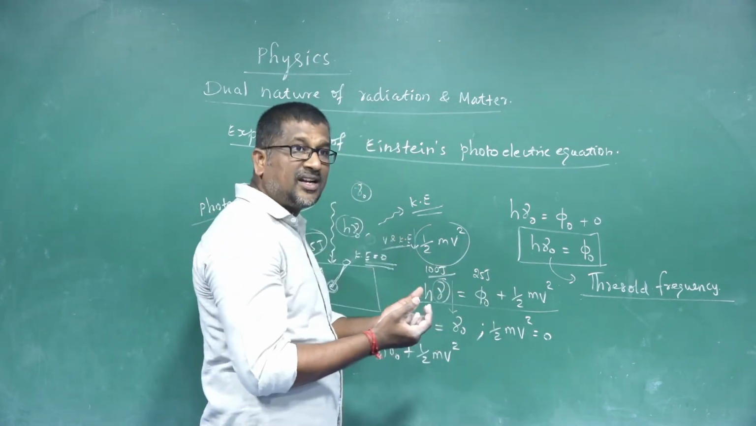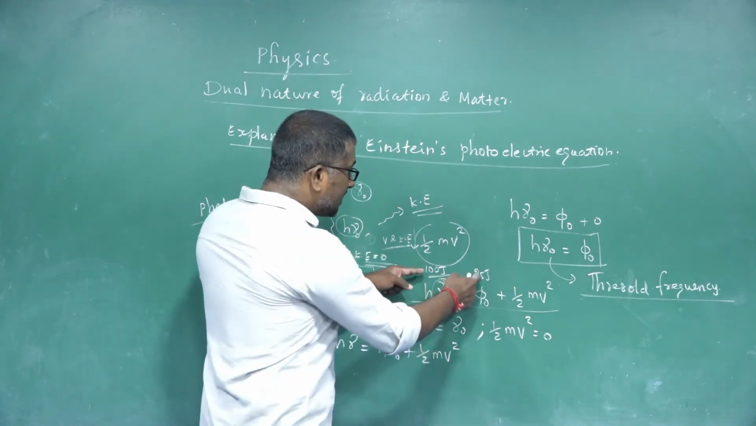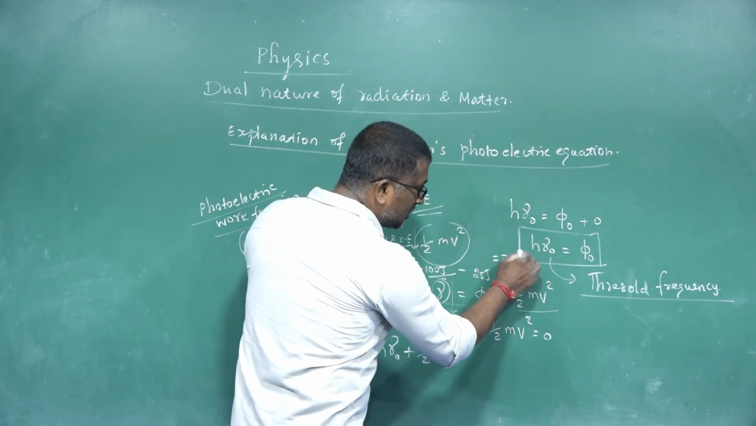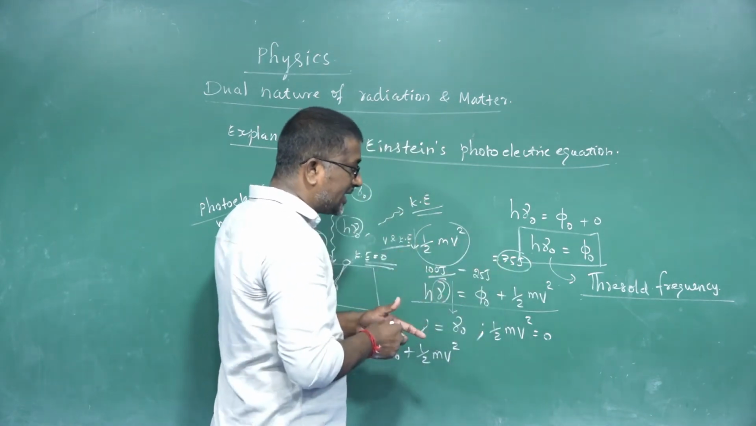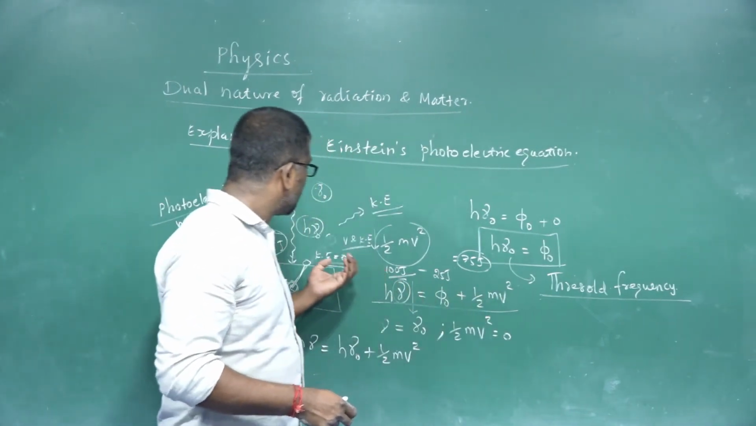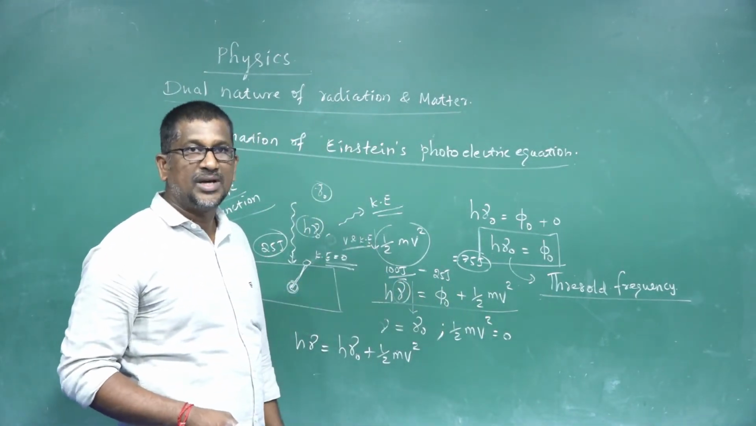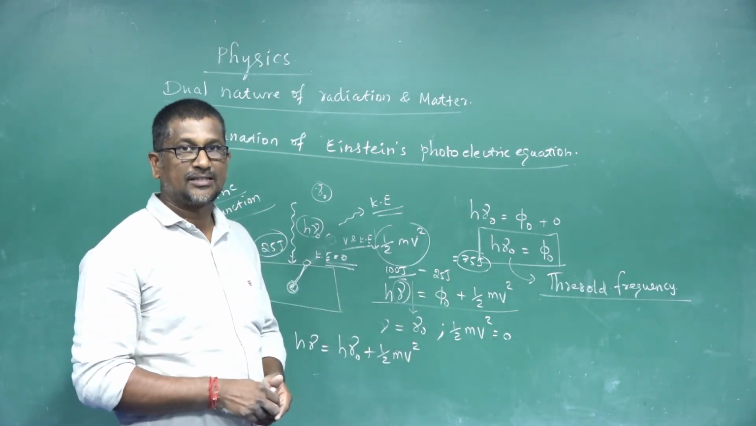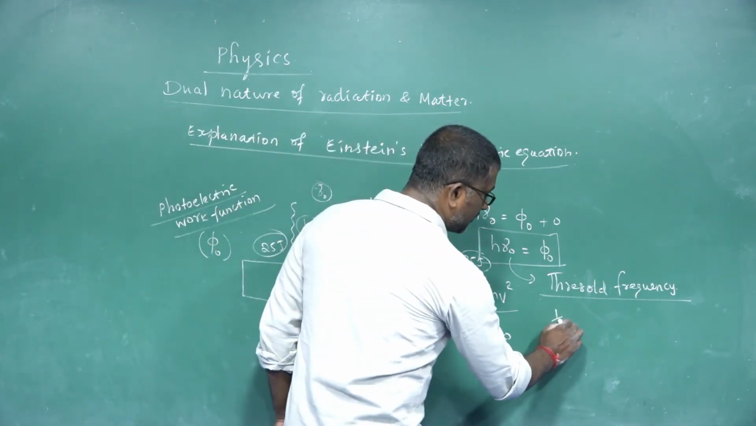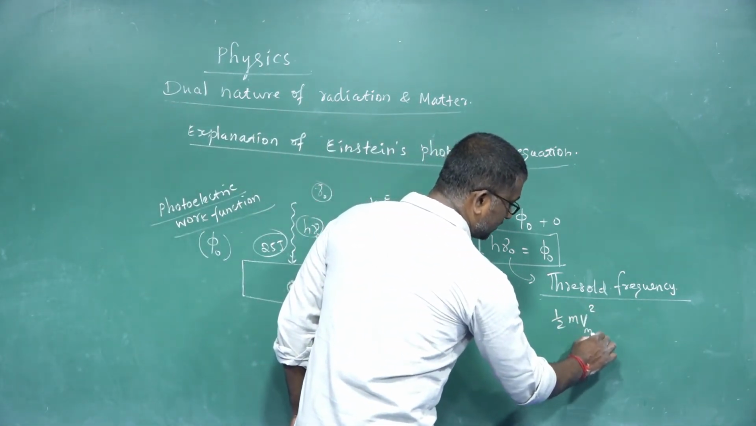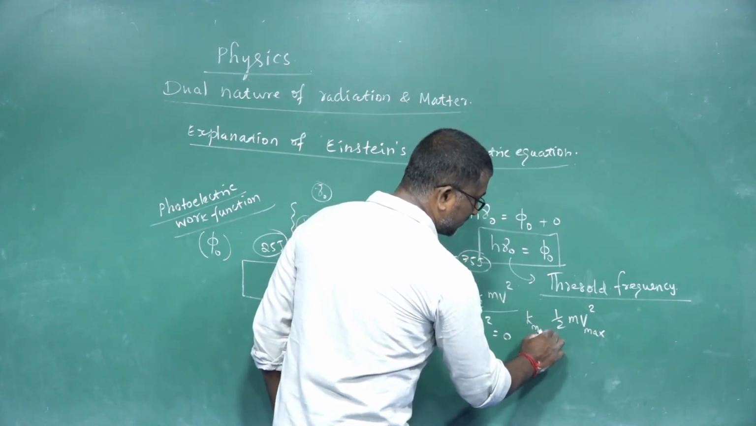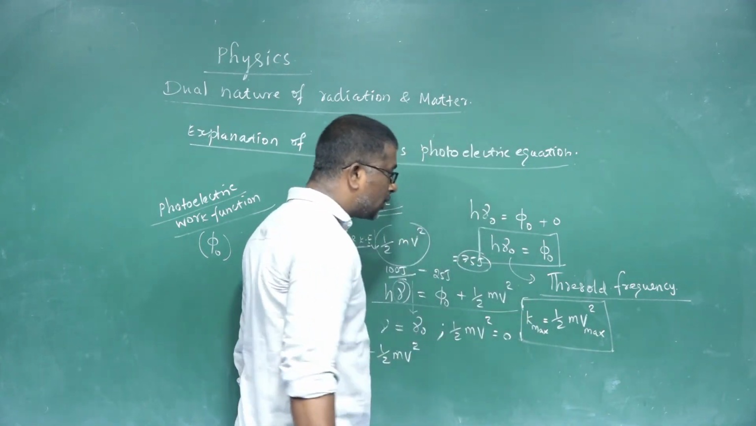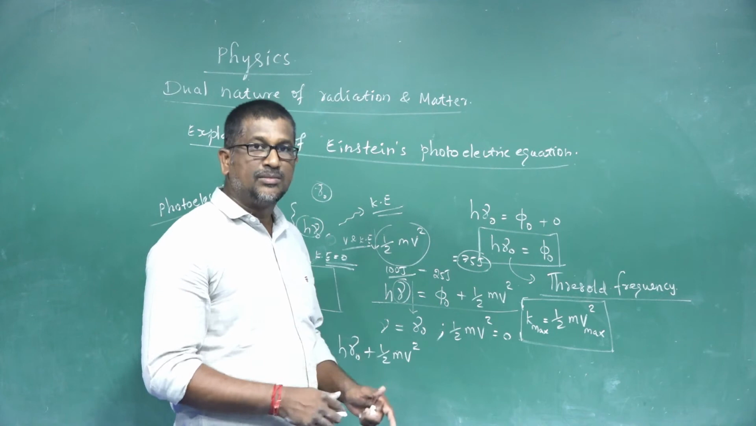If there is no internal collision during this process, the remaining energy, that is 100 joule minus 25 joule, which is equal to 75 joule, is completely converted into the kinetic energy of the electron. So that kinetic energy is called the maximum kinetic energy of the emitted electron, that is half m v square maximum or K maximum. If no internal collision is involved, the electrons are ejected with the maximum kinetic energy.